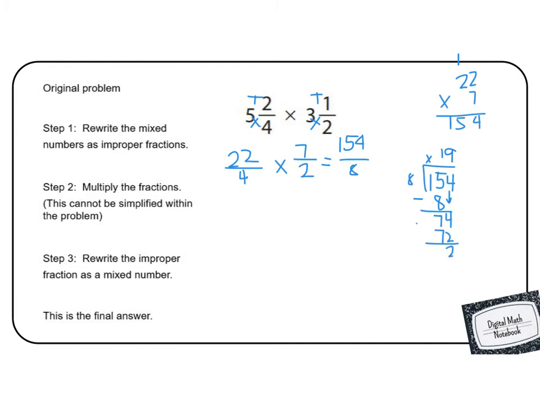So we have 19 and 2 left over out of 8, which we can simplify because 2 and 8 both have a common factor of the number 2. 2 goes into 2 one time, and 2 goes into 8 4 times. So our simplest form would be 19 1/4. Make sure that you fill in the boxes as we complete this problem.